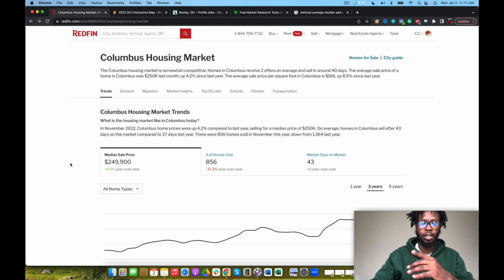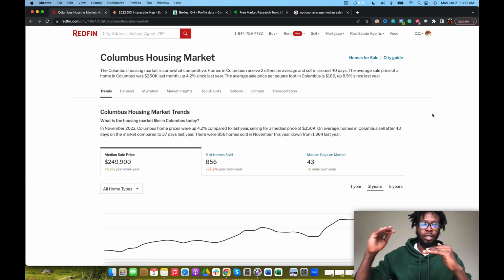So 250, I like seeing this. 856 homes sold, I like seeing this. 43 days on the market. As long as it's below 50, that's fine. But the way that the market has been the last several years, the median days on market has been very low. It's been close to like 10 days, 20 days on market. So as soon as houses have been hitting the market, they've been going under contract with buyers almost immediately.